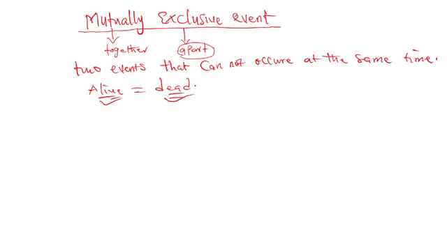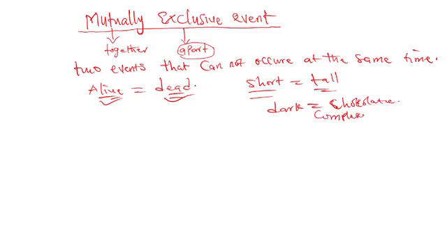Now, you can never be short and at the same time tall. It's not possible. And at the same time, you can never be dark and chocolate in complexion. It's not possible. So it is either you take one at a given point in time and you leave the other one. All these are mutually exclusive events.